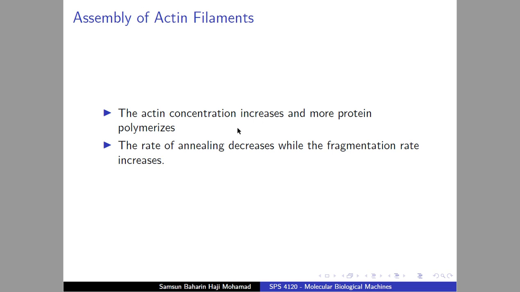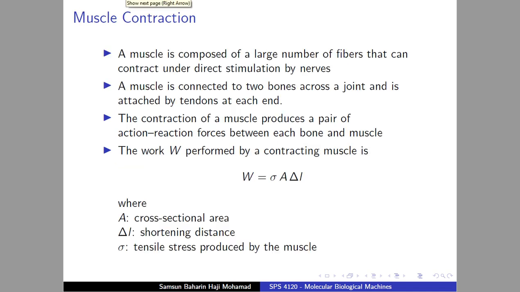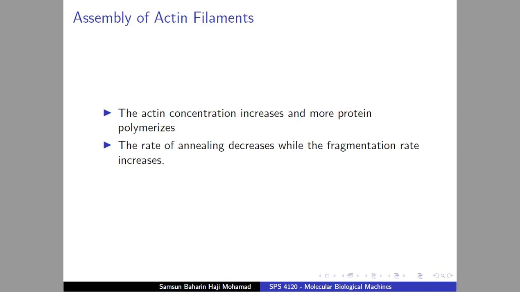So in this case, the rate of annealing decreases, so the rate of fragmentation decreases. So these are saying that the long filaments become much shorter, and shorter, and shorter. Okay, so that is the assembly of microtubule.